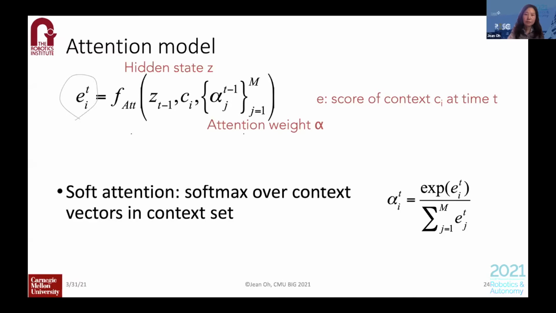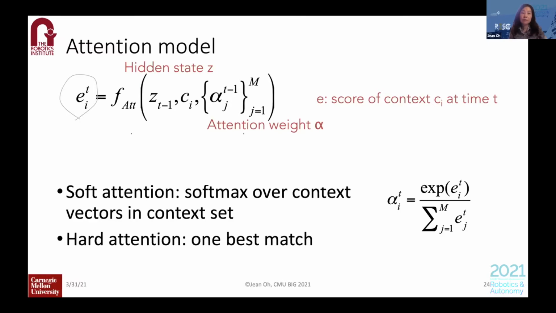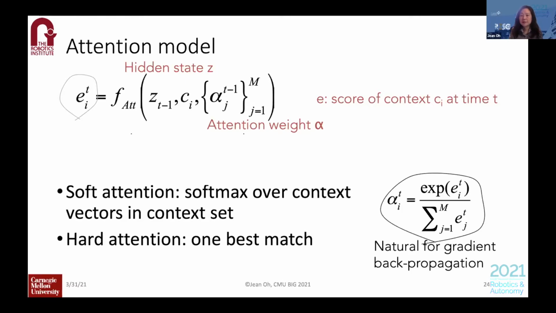There are two different types of mechanisms we can use, soft attention or hard attention. The difference is that soft attention is more like a distribution over possible context vectors. So it's smooth, and it's naturally preferred because it's a good choice for backpropagation, as it's differentiable. And hard attention is choosing just one best match. So in this case, how do we use it for the neural net? To make it similar to soft attention, a sampling method can be used.